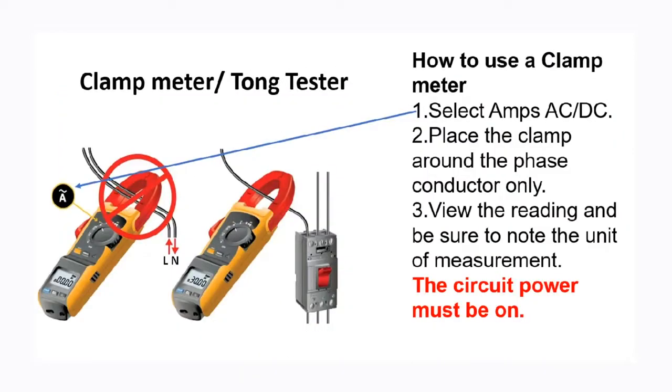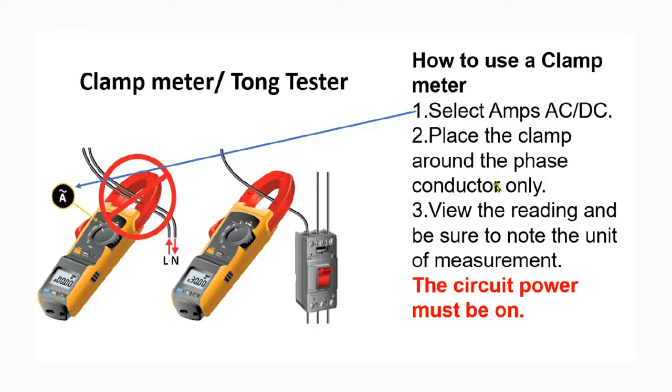Now, I've told you before that whenever we measure current in industry, we do not use a multimeter to measure current. The correct device that we use to measure current is called a clamp meter. Another name for clamp meter is tongue tester. How do you use a clamp meter or a tongue tester? Select the correct scale, and that is amps, AC or DC, depending on what you are testing. Place the clamp around the phase conductor only.